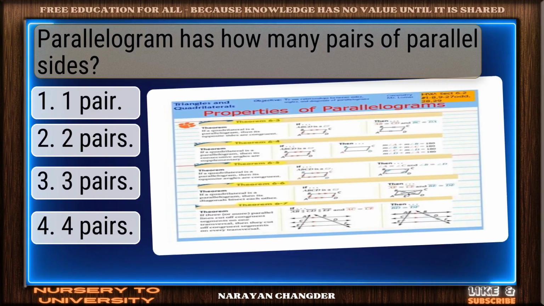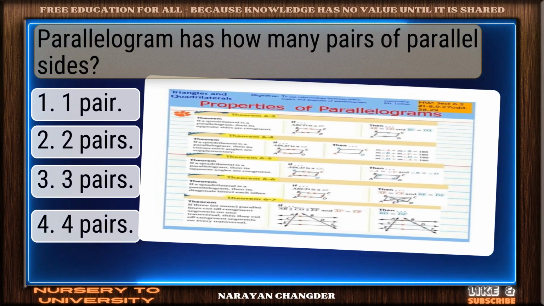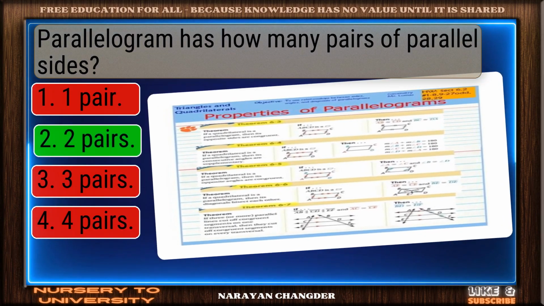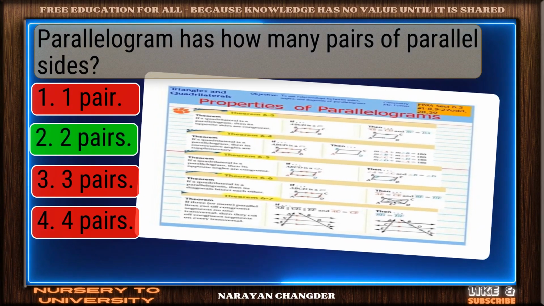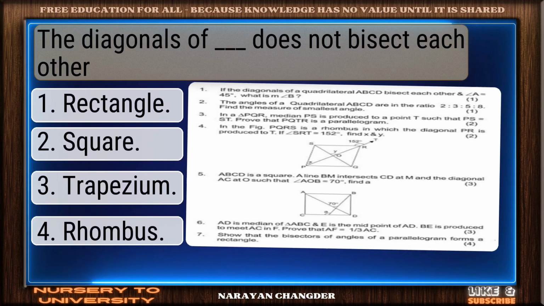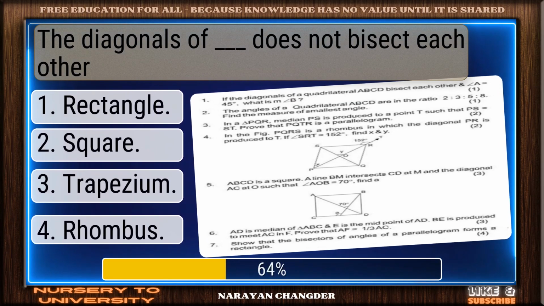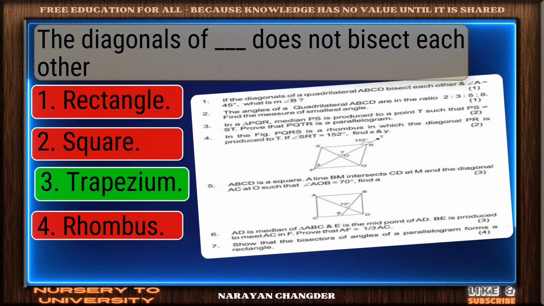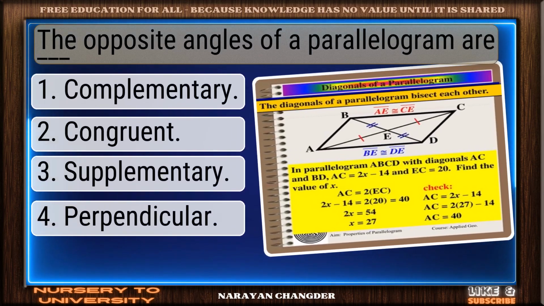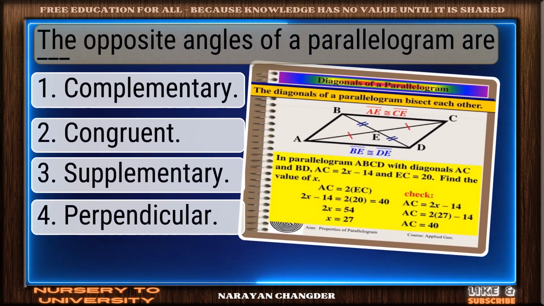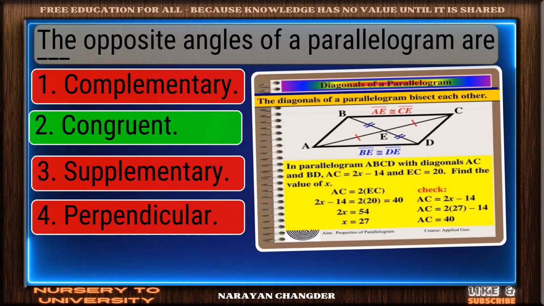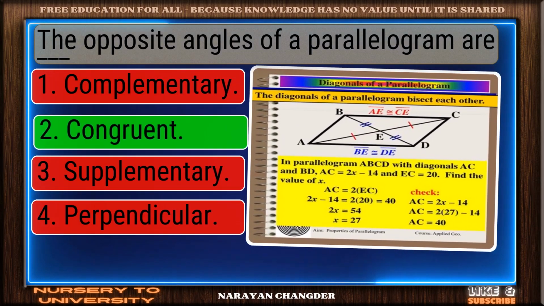Question number 92. Parallelogram has how many pairs of parallel sides? Well picked. 2 pairs is the correct answer. Question number 93. The diagonals of dash does not bisect each other. Sharp thinking. Trapezium is the right choice. Question number 94. The opposite angles of a parallelogram are dash. Right choice. Congruent is the best answer.